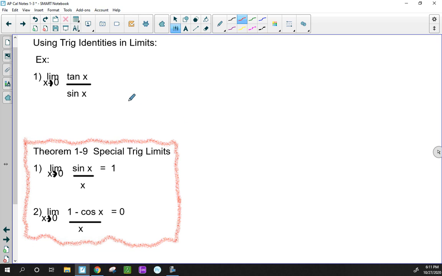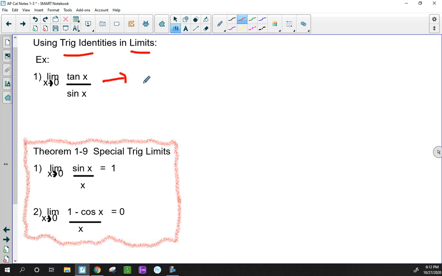Okay, next, using trig identities in limits. When you get a problem of this nature, you definitely want to avoid trying to graph tangent over sine. We did them individually, we just didn't do them as a composition graph. So I would first substitute, try tangent of 0. That's tangent of 0 degrees, which would be 0, so 0 on top. Sine of 0 is also 0, so that's an indeterminate form.